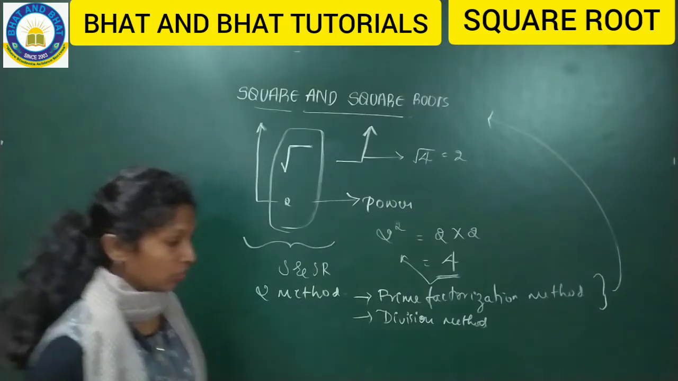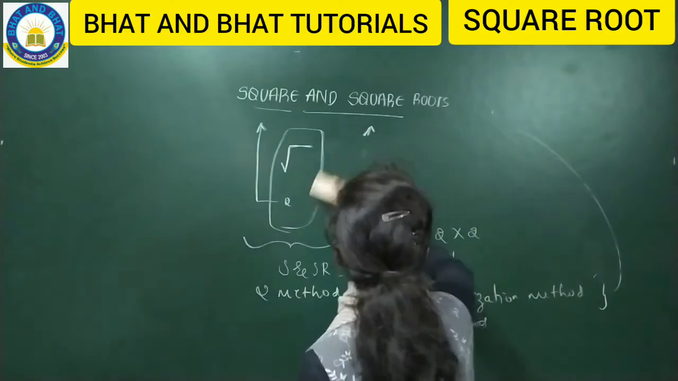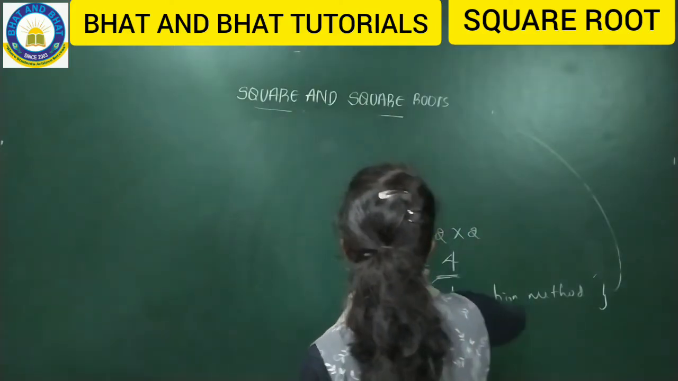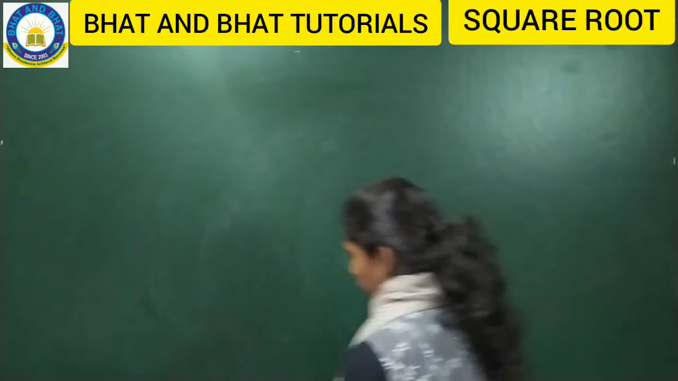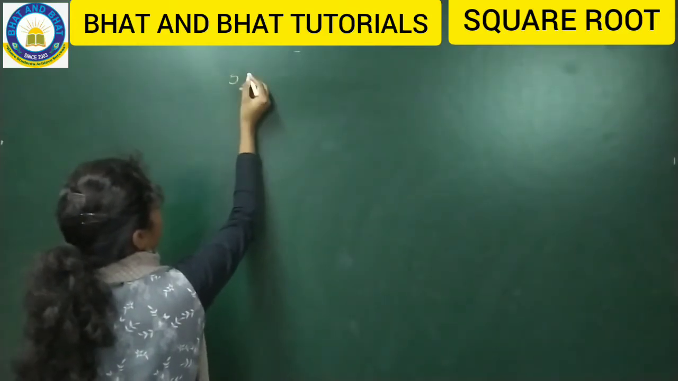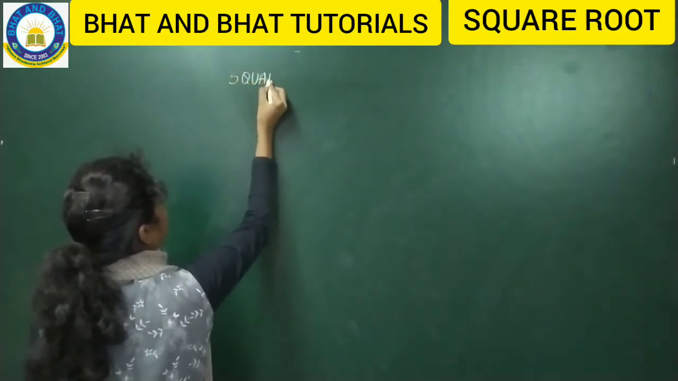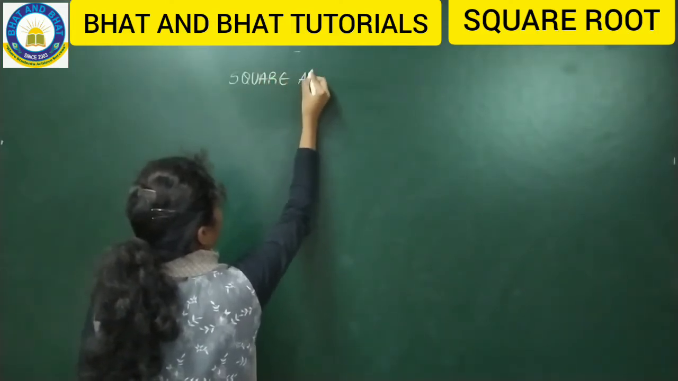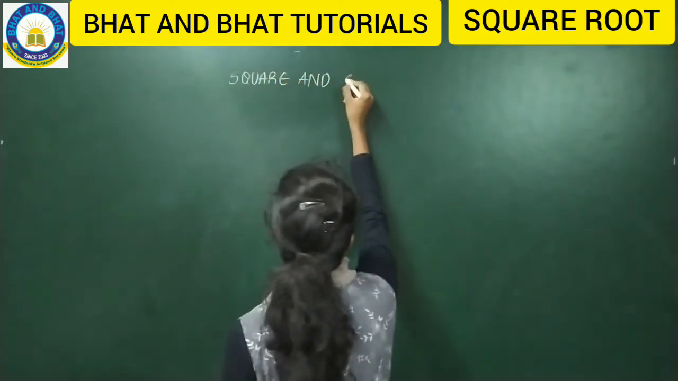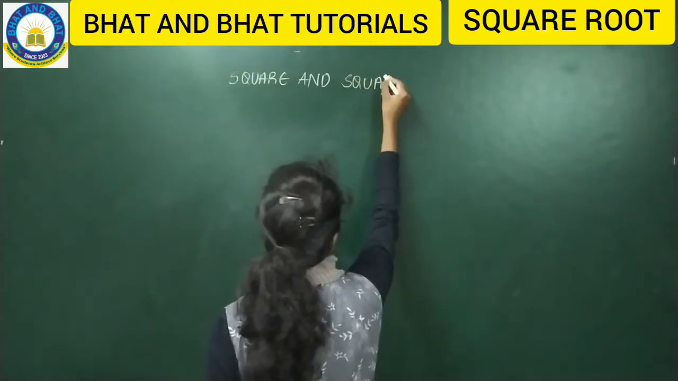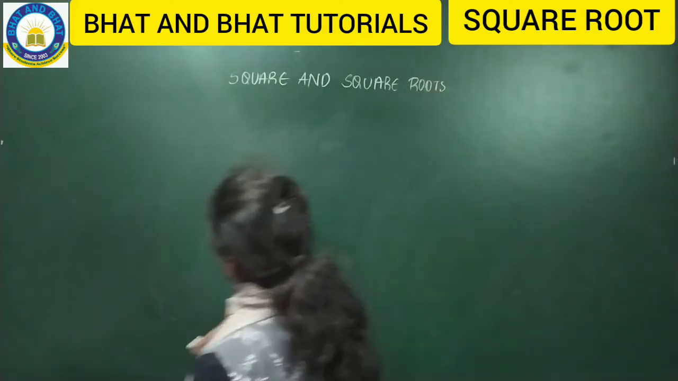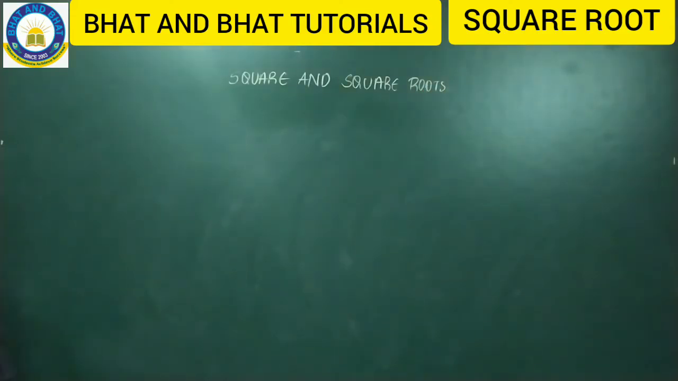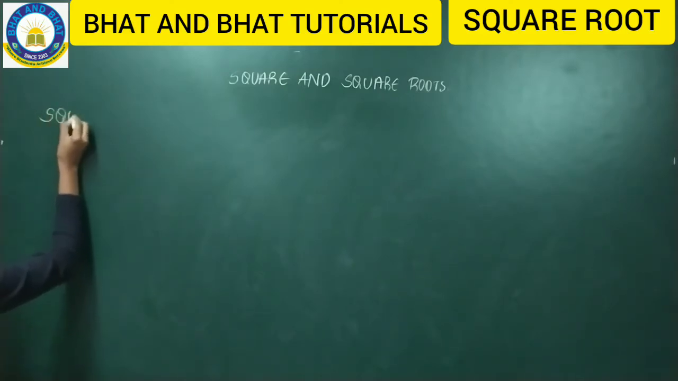So we'll see the theory concept of this. First, we'll know the meaning of it. Then we'll move on to the problems. The chapter name is Square and Square Root. So first we'll know about the meaning of square.